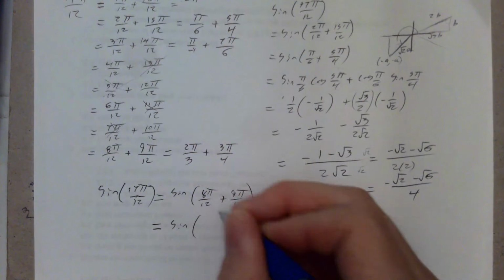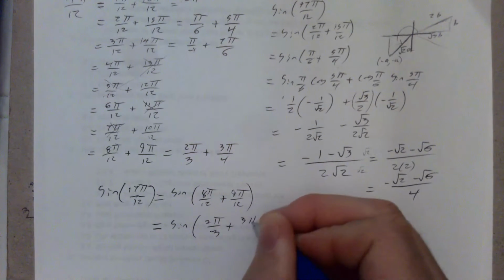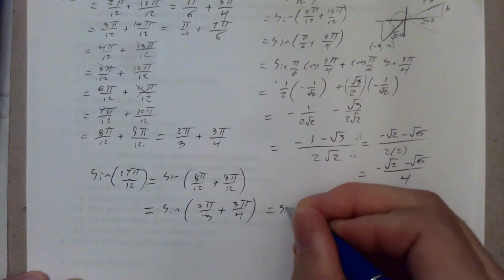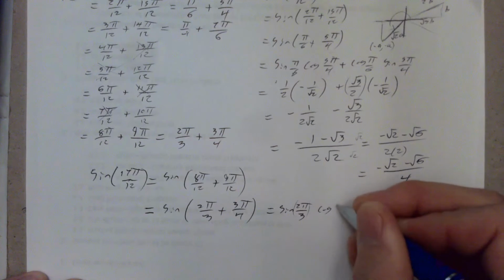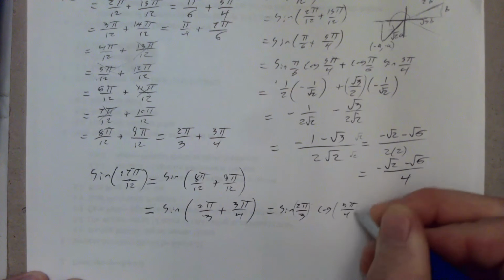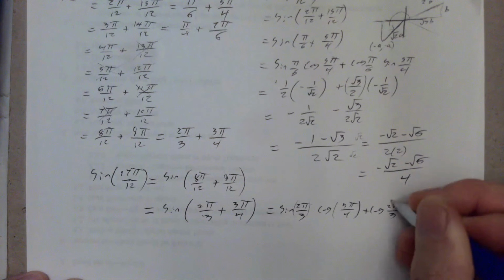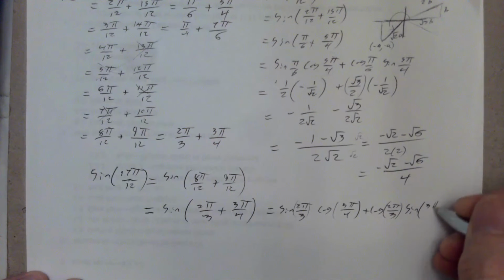This is going to be the sine of, what did we say there? 2 pi by 3 plus 3 pi by 4. Which is going to be the sine of 2 pi by 3 times the cosine of 3 pi by 4 plus the cosine of 2 pi by 3 times the sine of 3 pi by 4.